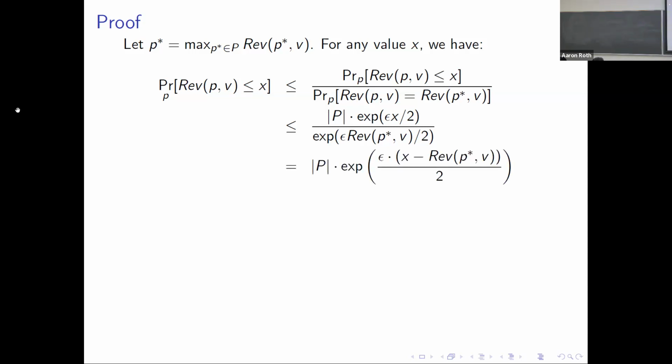But now we're in business. Exponentials behave nicely. E to the a over e to the b is just e to the a minus b. And so this ratio of exponentials, I can just write as e to the epsilon times X minus the revenue of the optimal price over 2. And all of this is multiplied by the number of prices I'm choosing amongst.